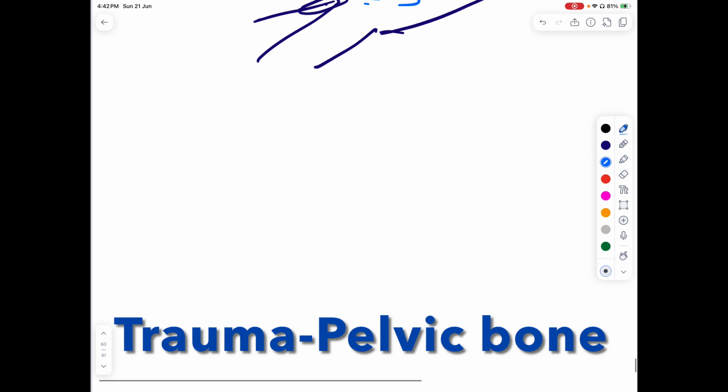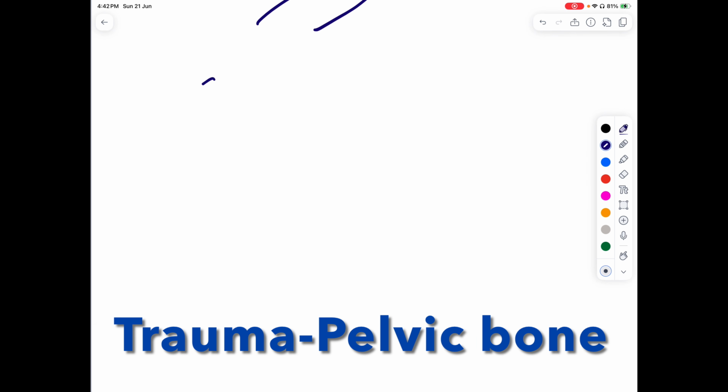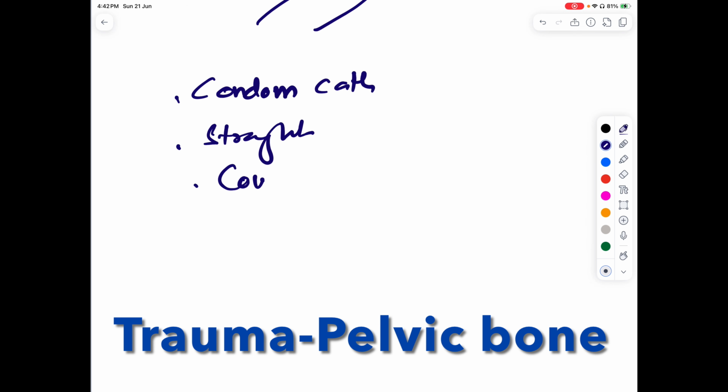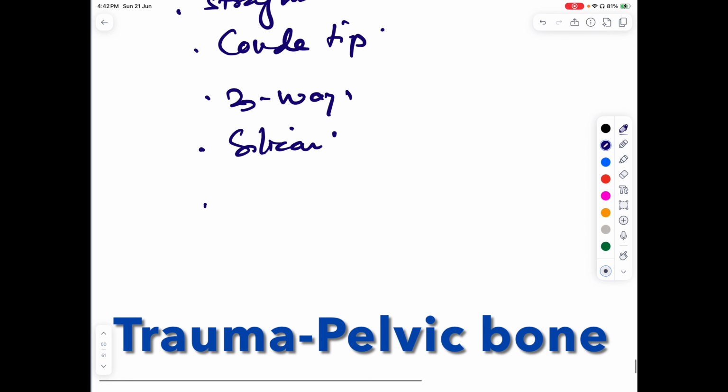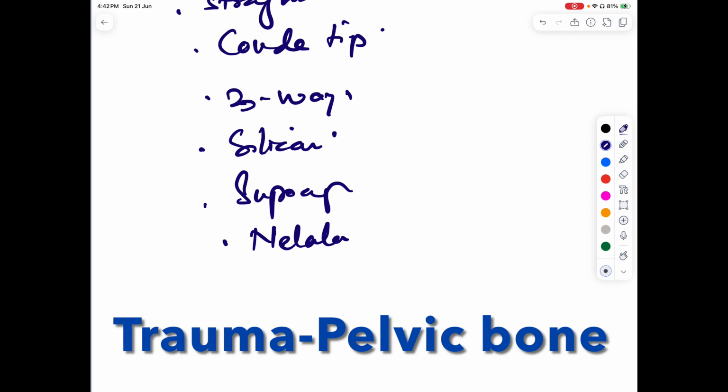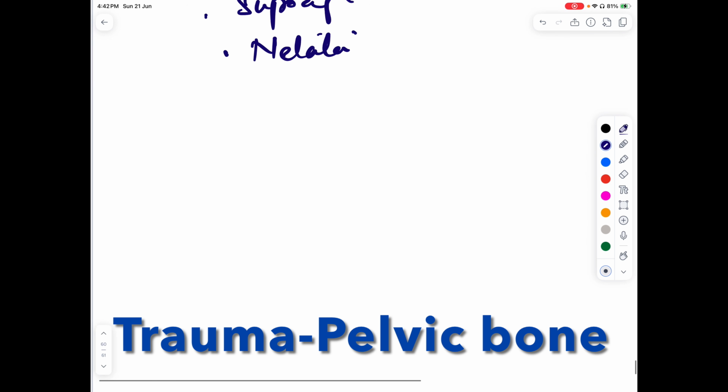So that is suprapubic. What are the different types of catheters? This is the question. It can be a condom catheter, where you don't enter. It can be a straight catheter, a coude tip catheter. There can be two-way or three-way Foley's catheters. Two-way is normal use, three-way is for irrigation. There can be silicone catheters, a supracath or suprapubic catheter, and a Nelaton catheter for irrigation of the clots.